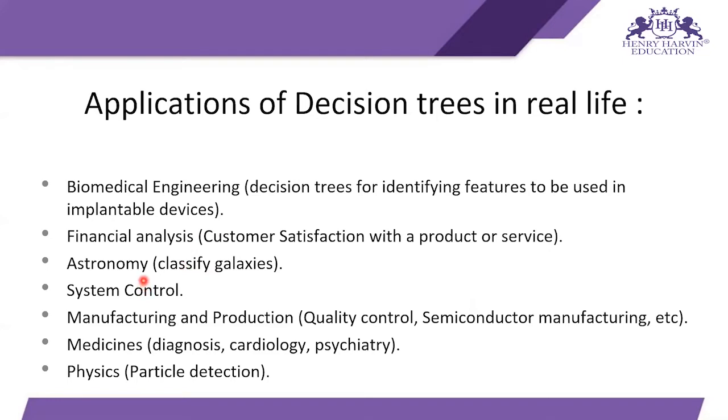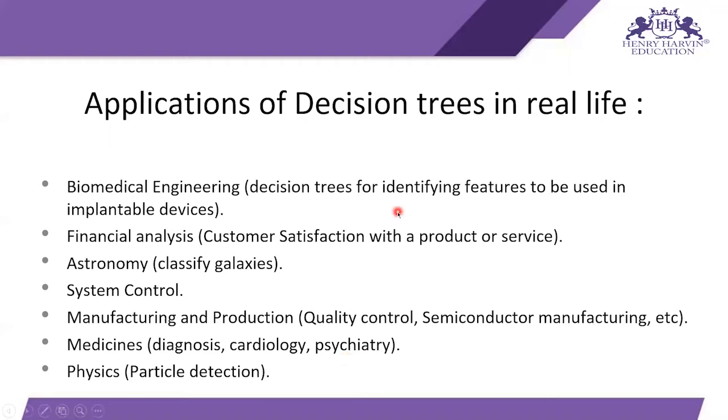to classify galaxies, next the system control, and next manufacturing and production, that is quality control, semiconductor manufacturing, and so on. So in the field of manufacturing and production, this decision tree algorithm is also really helpful. And in the field of medicine, like diagnosis, cardiology, psychiatry, we also use this decision tree. And in physics, like particle detection, we also use this decision tree algorithm to predict where the particle is present.